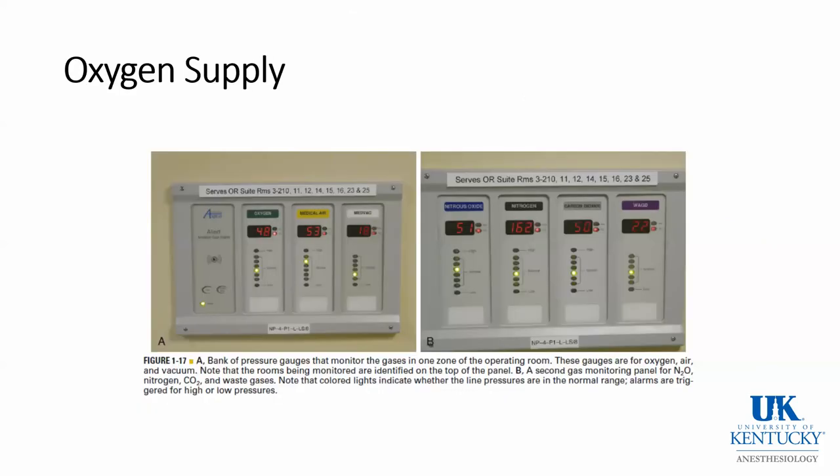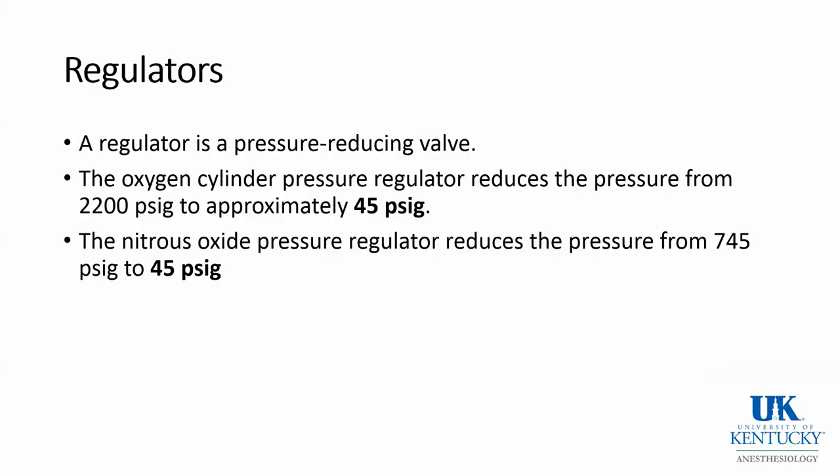And as mentioned, the oxygen supply and other gases are monitored, and alarms can be activated by changes in pressure, notifying the users in their location. Moving along, a regulator is a pressure reducing valve. The oxygen cylinder pressure regulator reduces the pressure from 2,200 pounds per square inch to approximately 45 pounds per square inch. The nitrous oxide pressure regulator reduces the pressure from 745 to 45.